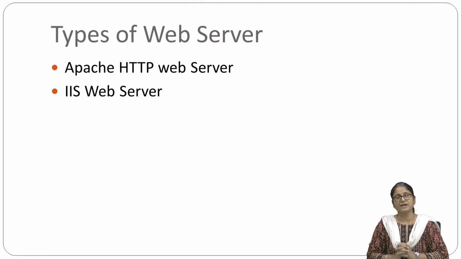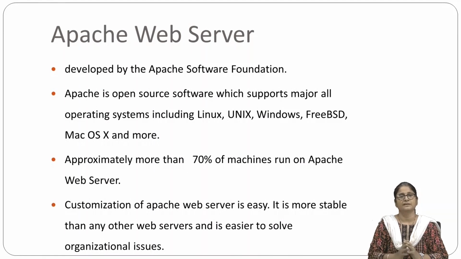Now there are different kinds of web servers available. The first one is called the Apache HTTP web server, and the second one is the IIS web server. Now let us discuss each one in detail. The first one we call the Apache web server. Basically this is developed by the Apache Software Foundation, and it is open source. It supports many platforms: it supports Windows, it can run on Linux also, and it can run on any of the operating systems available at present.